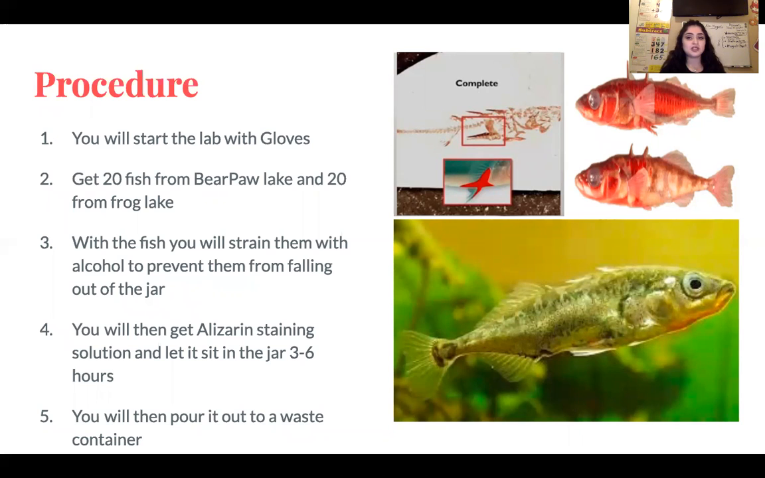So with these fish, we're going to get them from their jar, and this is going to be for both the 20 from Bear Paw Lake and 20 from Frog Lake. It's just that we're doing it in separate transitions.